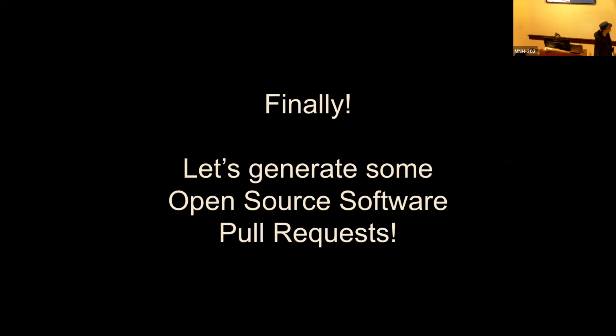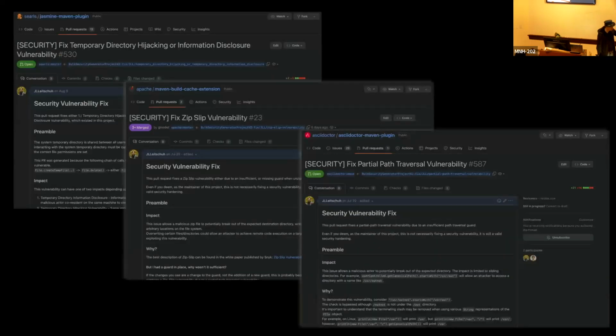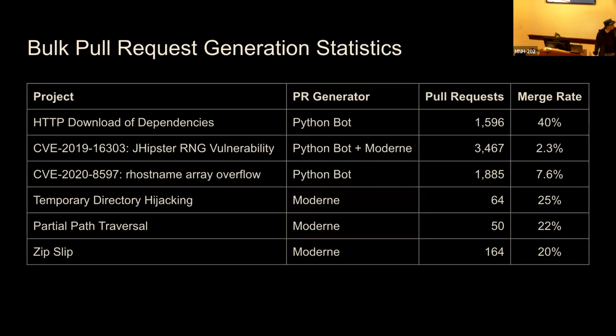So finally, let's go generate some open source pull requests. That's what I did. I generated pull requests for this vulnerability across open source. Temporary directory hijacking, zip slip, partial path reversal. Statistics. That first attempt at pull request generation back in 2019, 40%. GitHub actually did this one. This was not me. Sorry, no, this one was not me. These are the new ones. Temporary directory hijacking, I generated 64 pull requests. Partial path reversal, 50 pull requests, and zip slip, 164 pull requests.